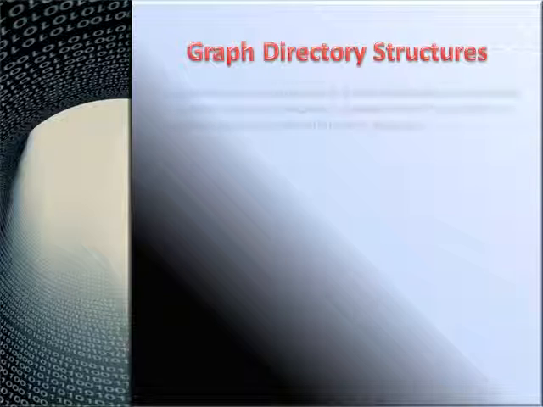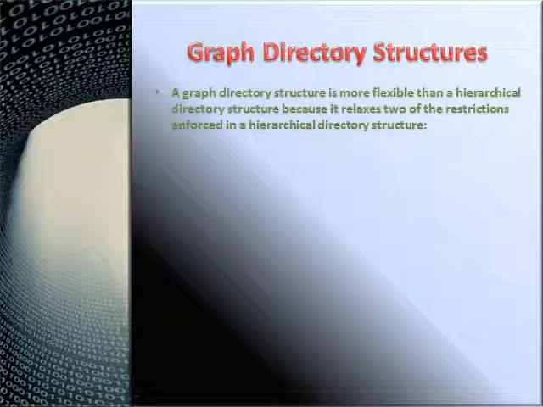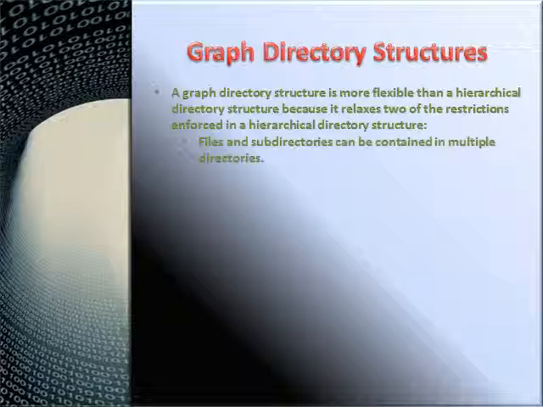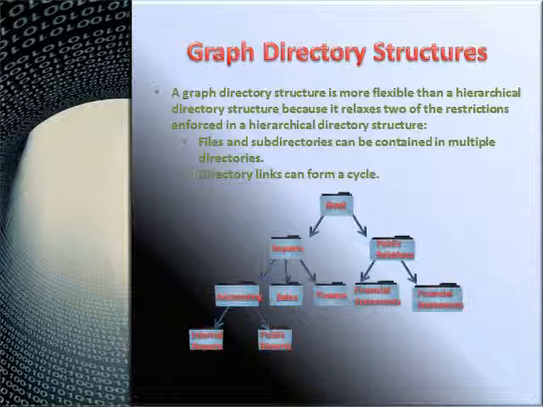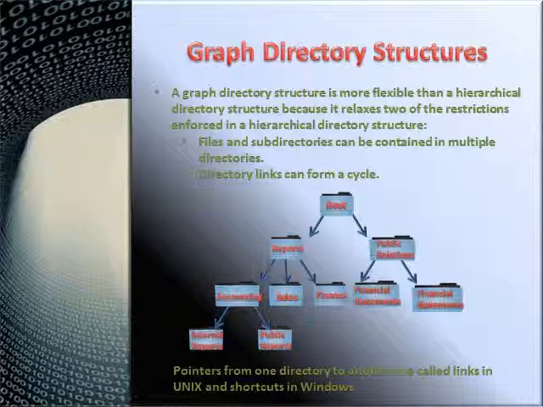Graph directory structures. A graph directory structure is more flexible than the hierarchical directory structure because it relaxes 2 of the restrictions enforced in a hierarchical directory structure. Files and subdirectories can be contained in multiple directories. Directory links can form a cycle. Pointers from one directory to another are called links in Unix and shortcuts in Windows.